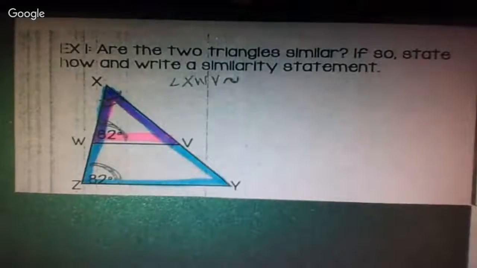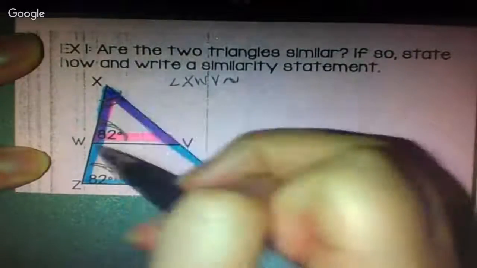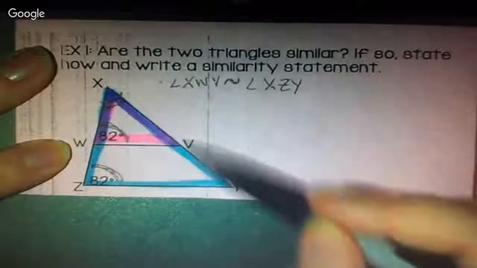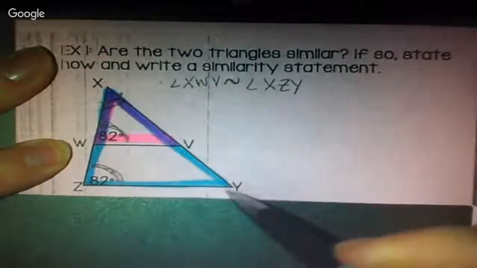Okay, so we know then that angle XWV is similar. So instead of using the congruent symbol, you're only keeping the wavy part. That's your similar figure. So XWV is similar to angle XZY. That's the one that they give us.